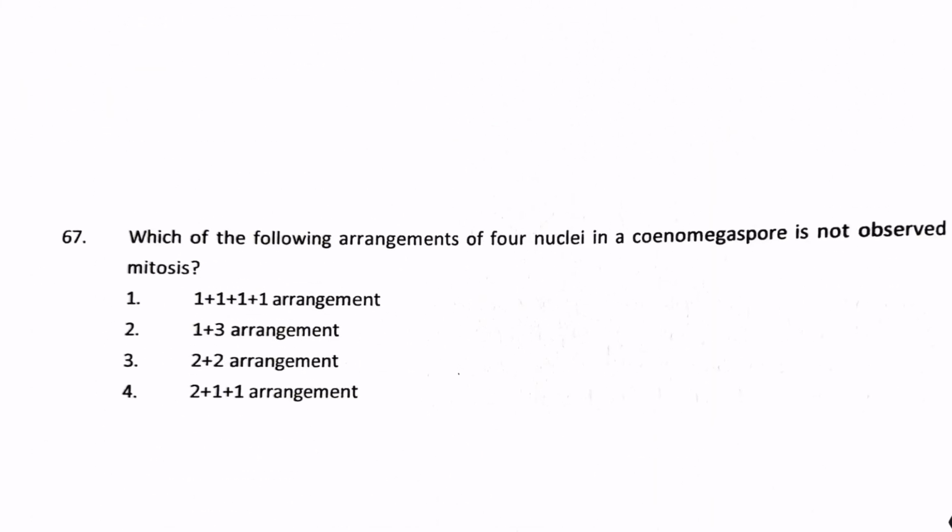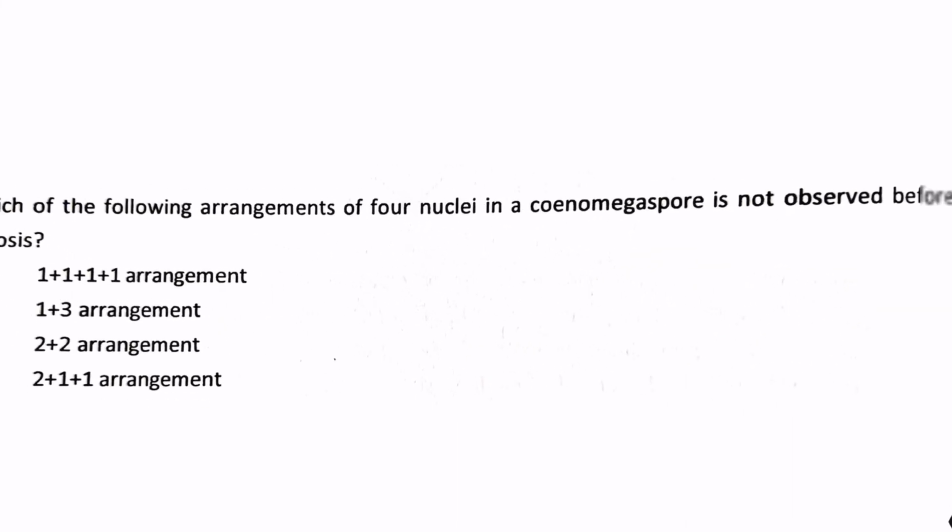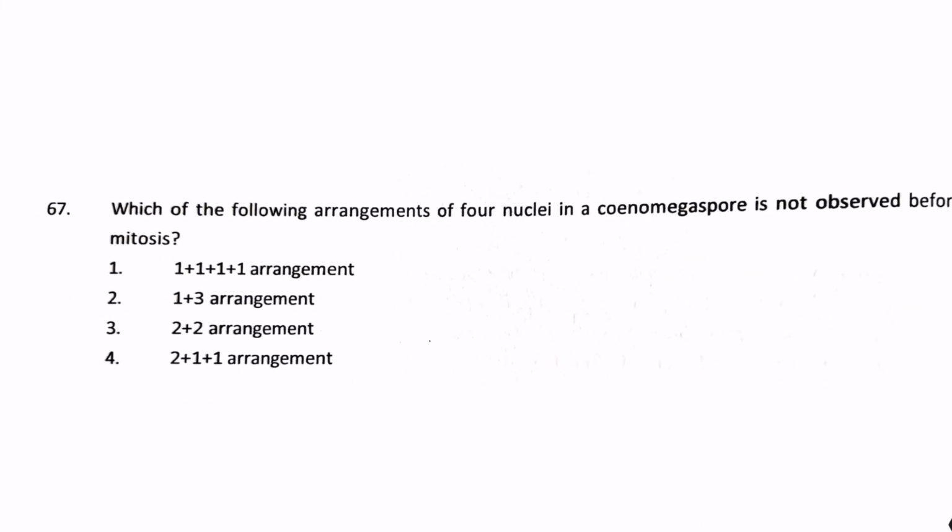Last question of 2017. Which one of the following arrangements of 4 nuclei in a microspore is not observed before mitosis? Is it 1 plus 1 plus 1 plus 1? Is it 1 plus 3? Is it 2 plus 2? Or is it 2 plus 1 plus 1? The third one, that is the 2 plus 2 arrangement, is not seen before mitosis, it is seen after mitosis. So this option is the correct one here.